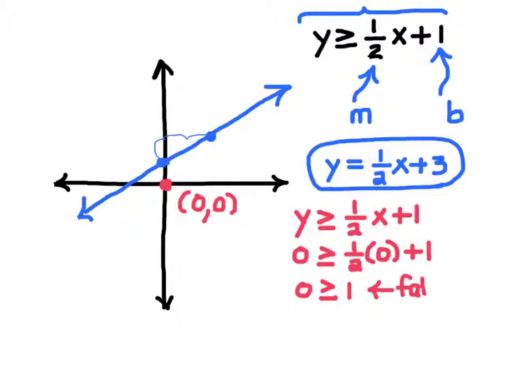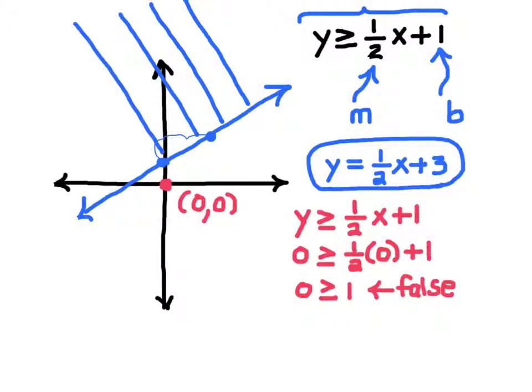And since this statement is false, we know that this point right here, the origin, is not valid for this inequality. Well, we know that this line is valid, and every value beneath the line is not valid, but all values above the line will work. So what we want to do, and I'm going to shade this with lines, is we shade above our boundary line. So these lines represent our shading, and this is our answer.